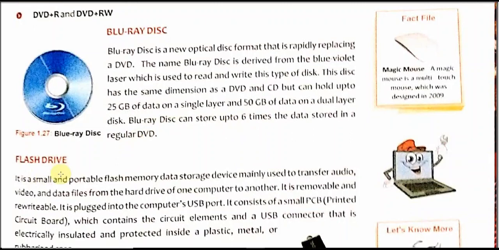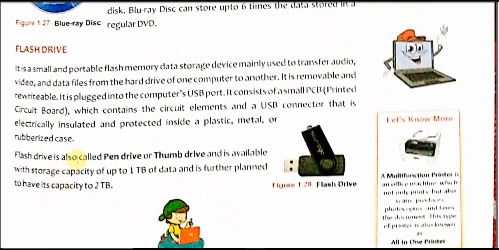Next type of device is called a flash drive. Flash drive is also called a pen drive. Students, we all use pen drives, and a pen drive is made up of plastic or metal. This flash drive is also called a thumb drive, and there are many storage capacities for pen drives. Generally we use 4 GB, 8 GB, 16 GB pen drives, but costly pen drives can store up to 1 TB, that is terabyte of data. Now there are some expensive pen drives which can also store up to 2 terabytes of data, but their cost is very high.